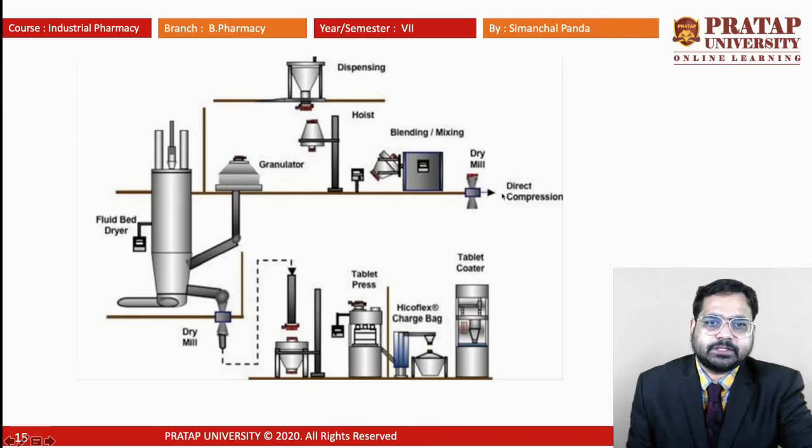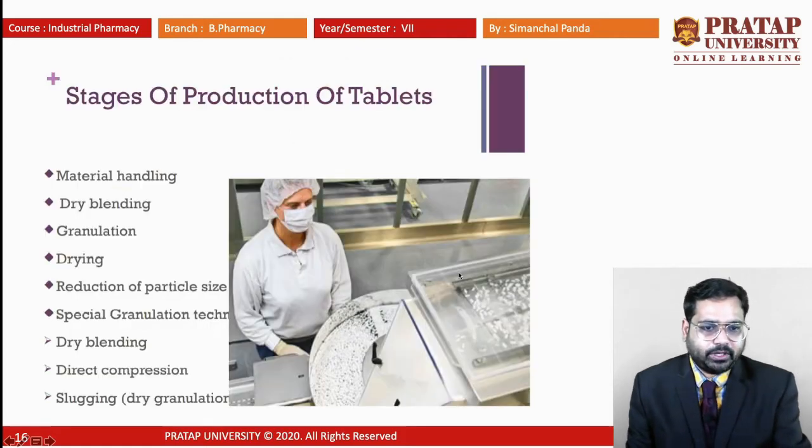See here, first the tablet is pressed, coated: tablet coater, tablet press, and dry mill, granulator, dispensing, blending, mixing, like that. First we have to go for blending or mixing properly, then we have to go for the granulation. After granulation we have to go for the drying, and after drying the granules we will go for the tablet press, and once the tablets are manufactured they have to go for the coating.